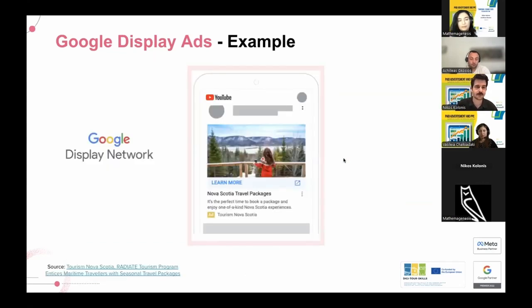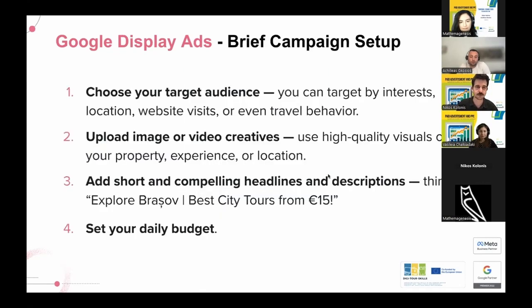This is another example from Google Display ads. This one appears on YouTube. Again, we have an image, and then we have a headline and description below the image. And then you can click on the image to learn more. So that's the call to action. And then you go to your website or to your landing page.